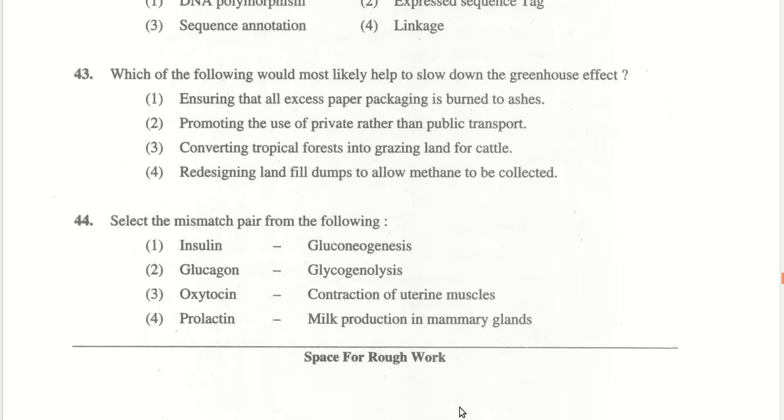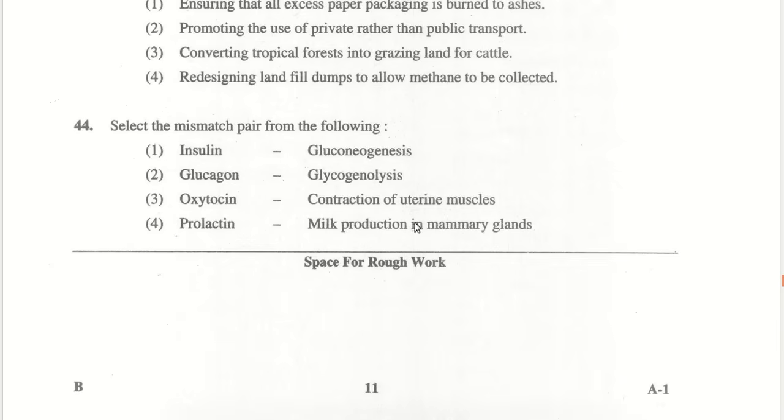44th, select the mismatch from the following. Insulin and gluconeogenesis. There is no new glucose synthesis here, so this is the mismatch. Glucagon brings about glycogenolysis, the breakdown of glycogen, that is correct. Oxytocin brings about contraction of uterine muscles, that is also correct. Prolactin, milk production in mammary glands, also correct. The first one is the mismatch. Insulin doesn't bring about gluconeogenesis, that is a wrong match. So the answer for 44, the mismatch, is the first one, insulin and gluconeogenesis.